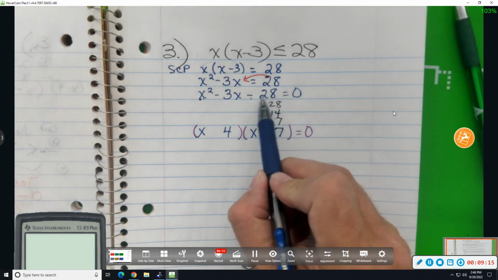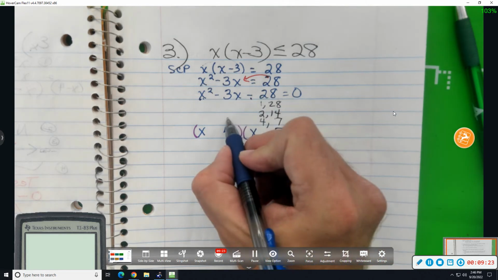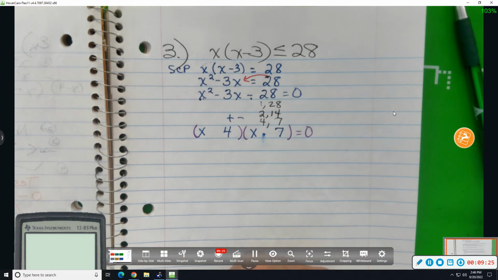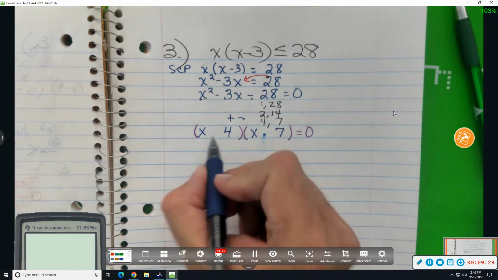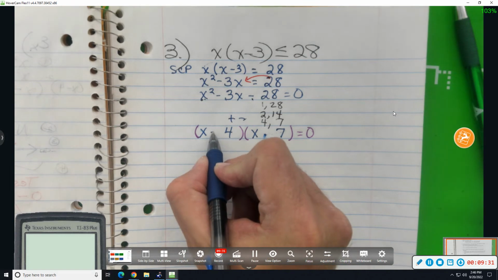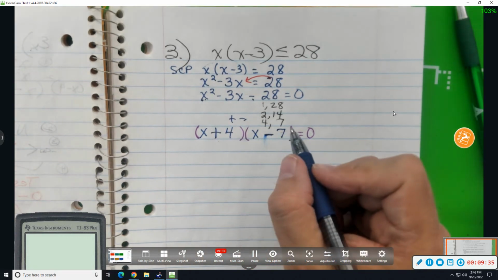The second sign is a minus. So what sort of numbers multiply together to give a negative 28? Well, a positive and a negative. How should I arrange those signs to get a negative 3x? I would put plus 4 and minus 7. Is that what I heard?